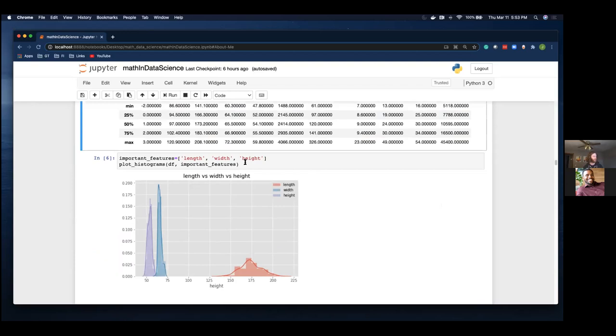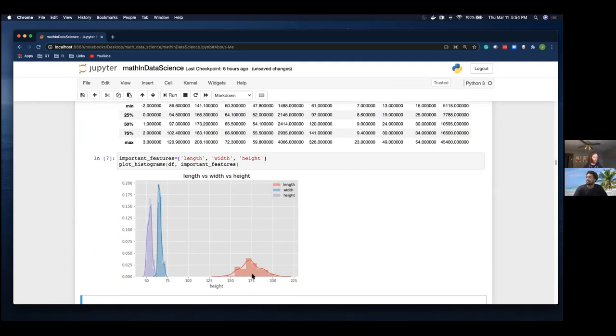So now, I've classified three features as continuous. This was just my decision on cars. So we have length, we have width, we have height. And I want to plot these out. And we see that because they're on different scales, it's a little bit hard to compare them to see if they have a similar distribution.